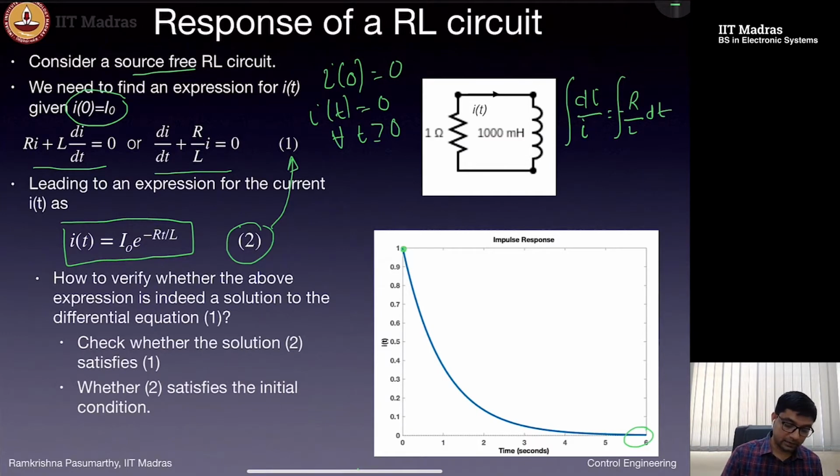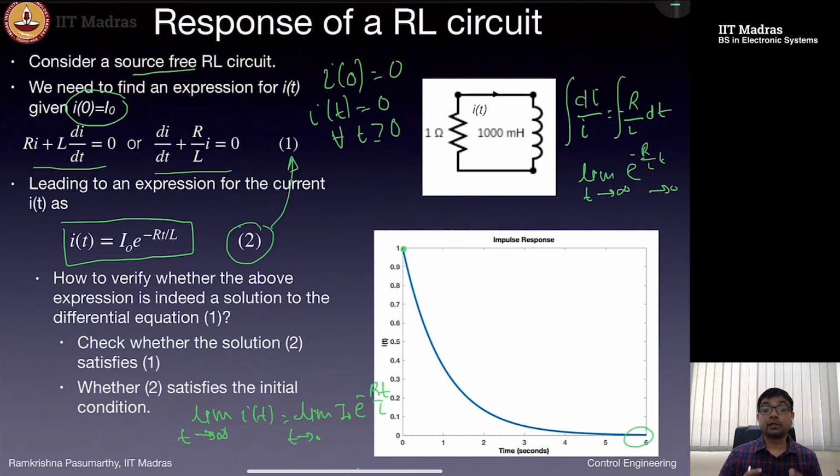Okay, I can also look at it mathematically. What does this mean mathematically? What is the limit of t going to infinity of I of t? This is simply limit t going to infinity I naught e power minus R t by L, and we know that limit t going to infinity e power minus R over L t goes to 0.